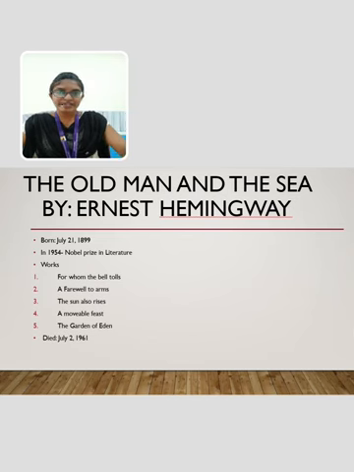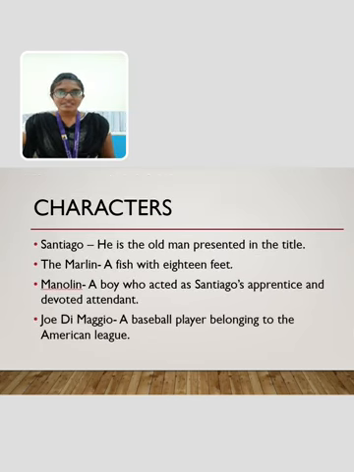Let me explain the characters first. Santiago, he is the old man presented in the title. The second character is the Marlin. It is a fish of 18 feet. Manolin, he is the boy who acted as Santiago's apprentice and devoted attendant. The last character is Joe DiMaggio, a baseball player belonging to the American League, but he never appeared in the story. He is just the motivation for Santiago.